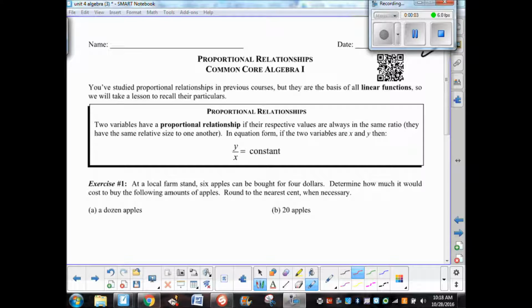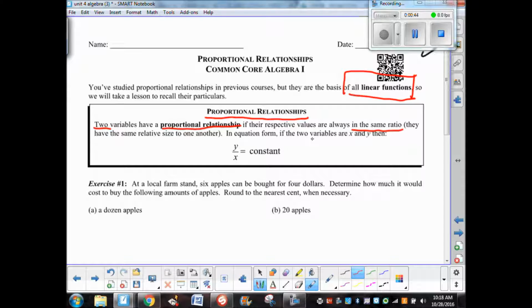Lesson 1, proportional relationships. So you've talked about proportions before, and they're pretty important because they are the basis of all linear functions. We're going to spend obviously a great deal of time with linear functions this year. So let's talk about some things that are particular to this. Two variables have a proportional relationship if their respective values are always in the same ratio. Same ratio brings to mind constant in my mind. They have the same relative size to one another.